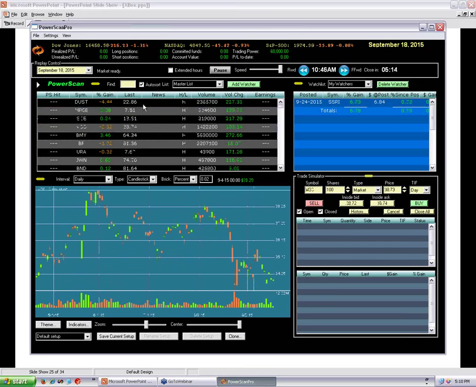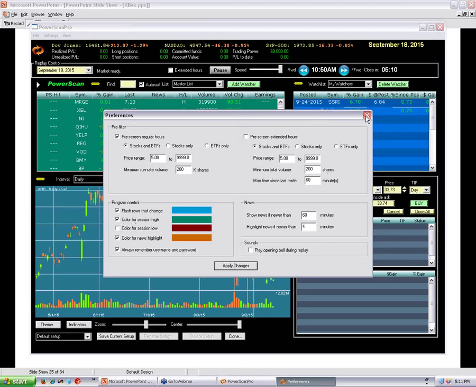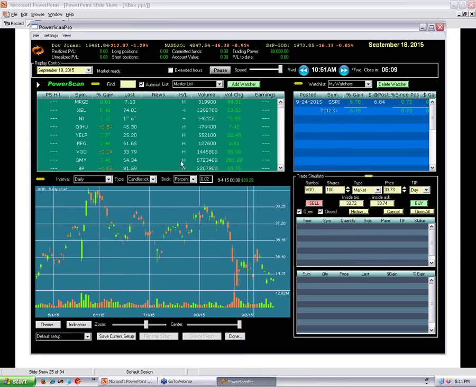Now, what Moby liked to do is color those. You can do that with preferences. Let's just do new highs. Color for session high is this weird green here. We go apply. Now, that green highlight means new high. And a lot of traders really like that. They really like to know if a stock's making a new high right now. And I agree, that's a very important factor.